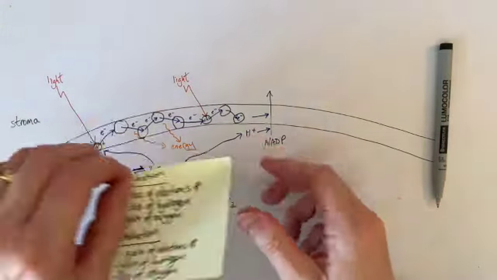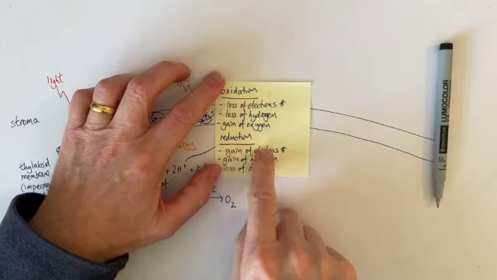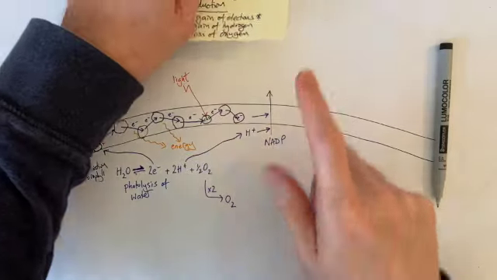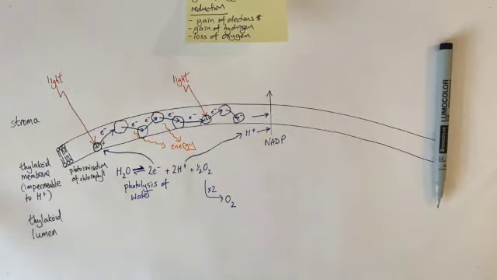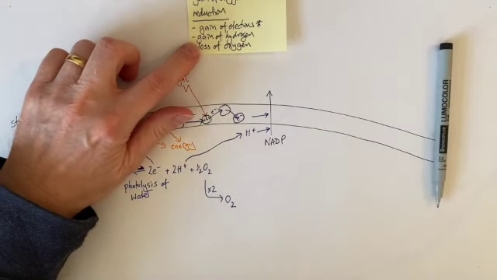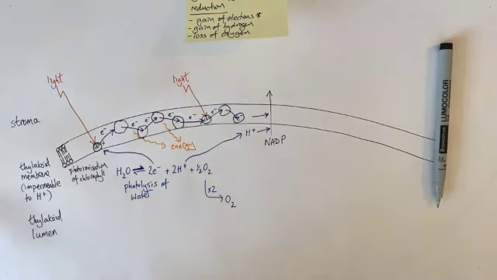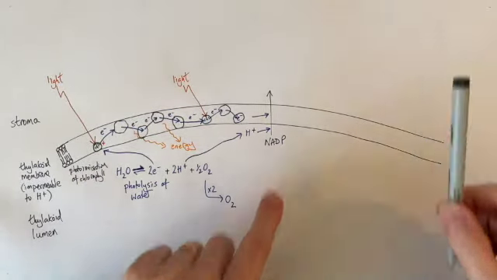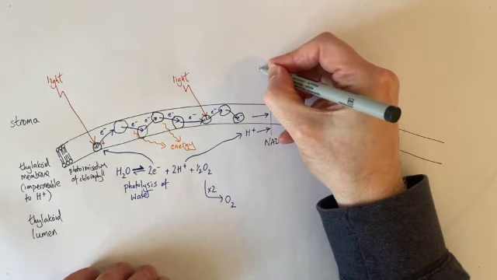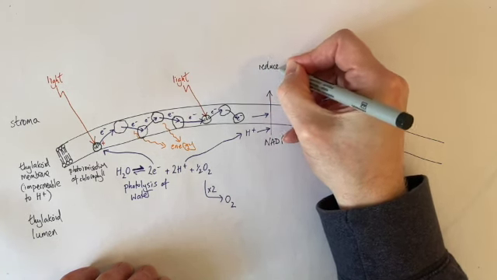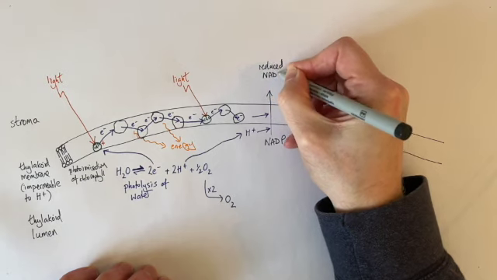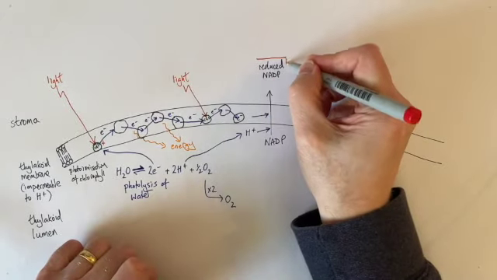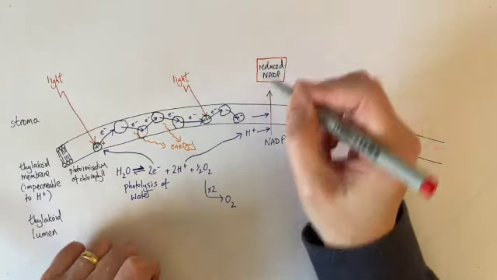So let's go back to our little post-it note that I had before. Reduction is the gain of electrons, the gain of hydrogen as well, but we're more bothered about that. The reduction is the gain of hydrogen. Okay, so I think that makes sense. So what it means is now that NADP is reduced and we get reduced NADP formed. And that is a really important molecule for the next bit.